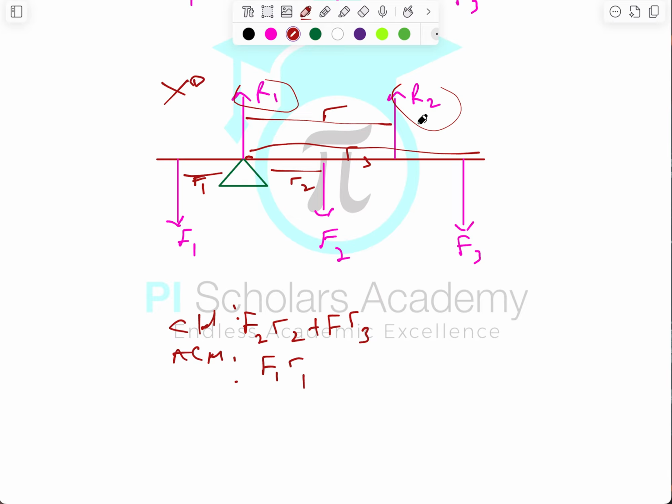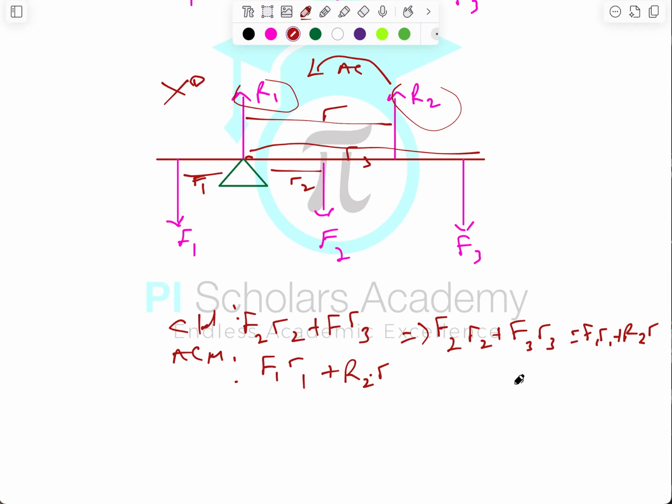So therefore, we can only take the moment of R2. And so R2 now, how will it act? You can see the way it will move. This is the anti-clockwise direction. So you just put R2 here, R2 multiplied by the distance between it and the pivot, R. So this implies that F2R2 plus F3R3 will be F1R1 plus R2 times R. Then you do all of this and you can solve for your problem. But here's also the thing: the sum of upward forces, R1 plus R2, will be equal to F1 plus F2 plus F3.